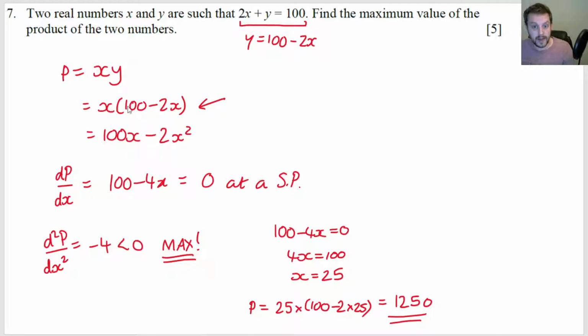P in terms of x. Now, whatever this looks like, it's like an upside down quadratic, isn't it? So it does have a maximum value. And it turns out that it attains its maximum value when x is 25, and the maximum value that it gets is 1,250. Right, so that's that done.